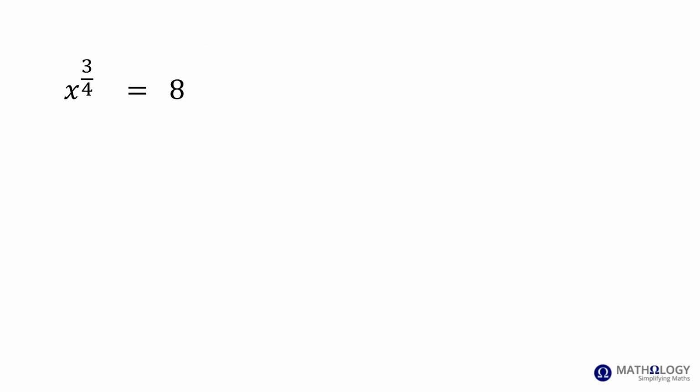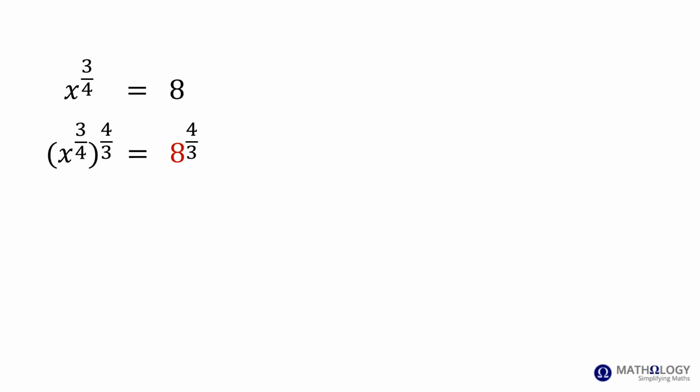Solve for x if x to the 3/4 equals 8. To solve these types of exponential equations, we need to ensure that the exponent of the variable term is 1. The exponent of x is 3/4, so to make this term x to the 1, we need to raise this term to its reciprocal power. In other words, we raise x to the 3/4 to the power of 4 over 3. But what we do to one side we must also do to the other side, so we also raise 8 to the 4 over 3.